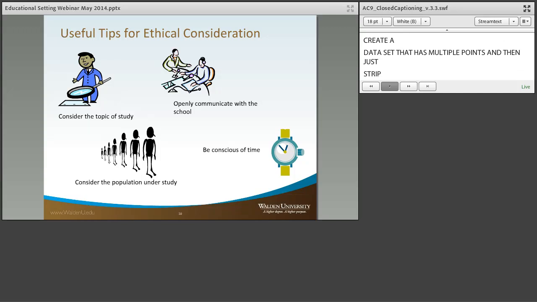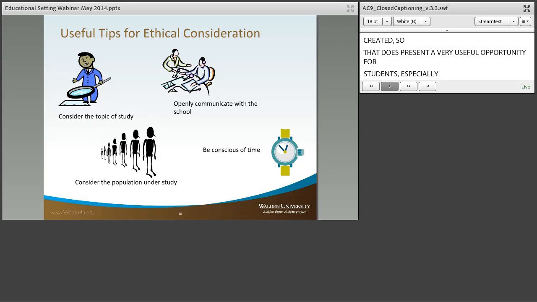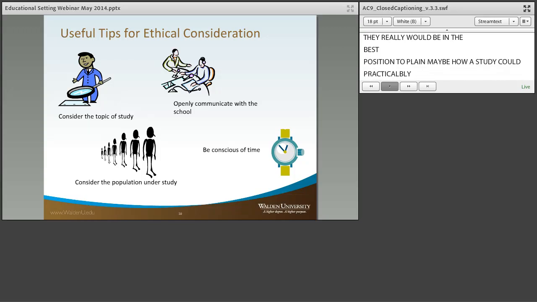And so that does present a very useful opportunity for students, especially when they're wanting to look at the effects or impacts of certain things, so they can get that information and not have to involve the students or the parents at all. I would also highlight that it's never too early to begin communicating with the schools. They would be in the best position to explain how the study could practically be accomplished. They might have their own policies and things to consider, and communication doesn't end once approval has been obtained.